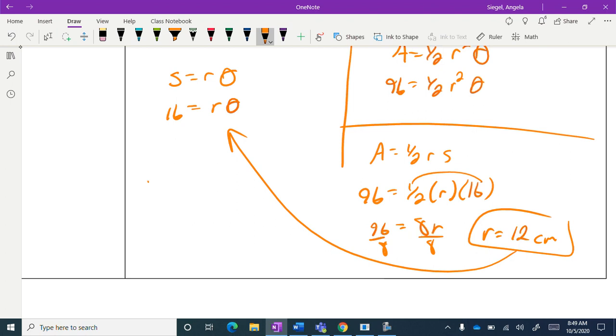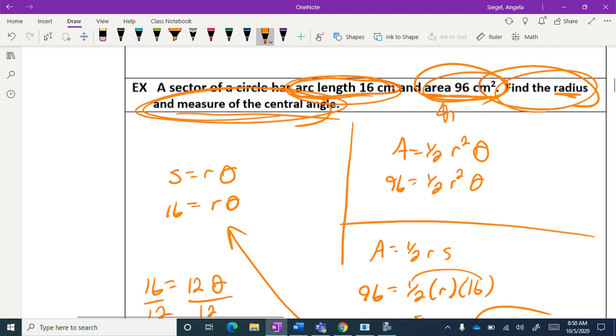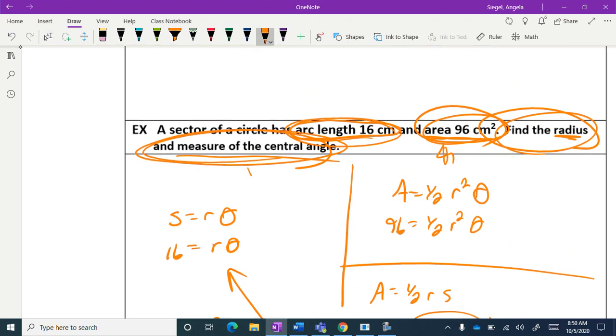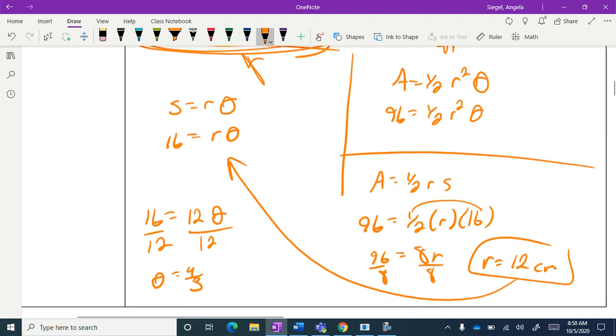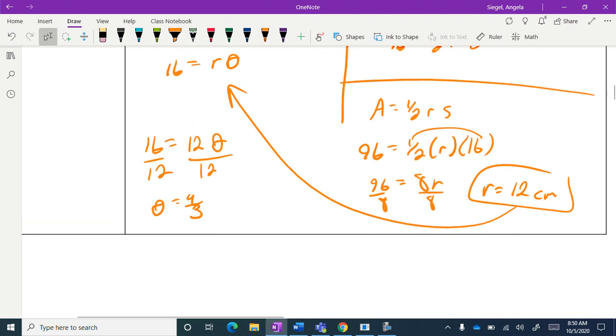So I have 16 equals 12 theta. So I'm going to divide by 12. And I get theta equals, let's simplify it, 4/3. And it says the measure of the central angle. It doesn't say radians or degrees, so this would be in radians.